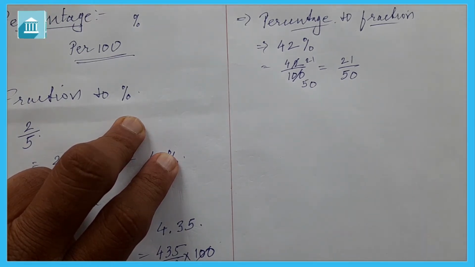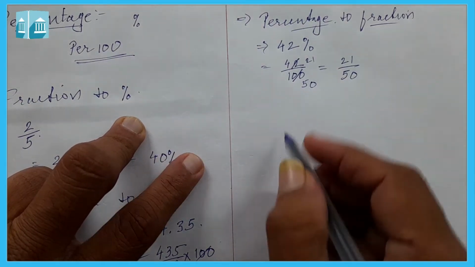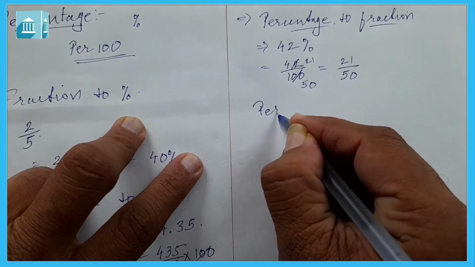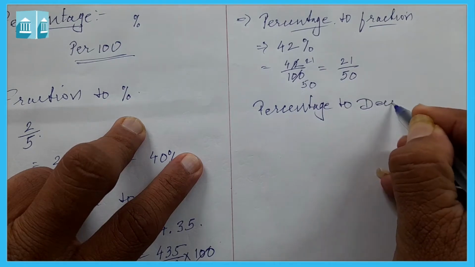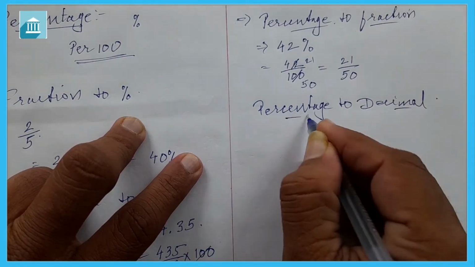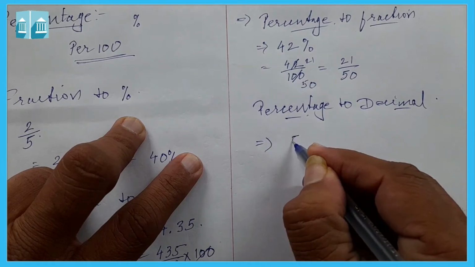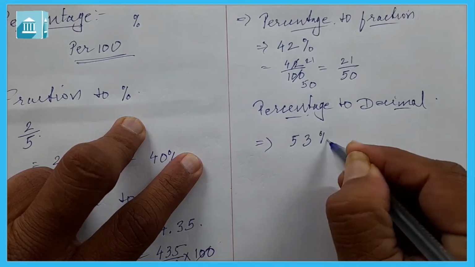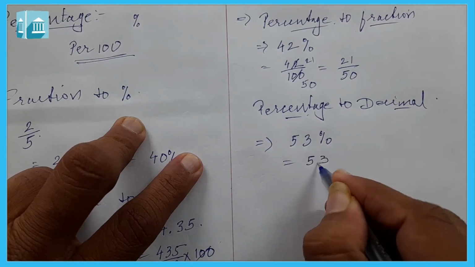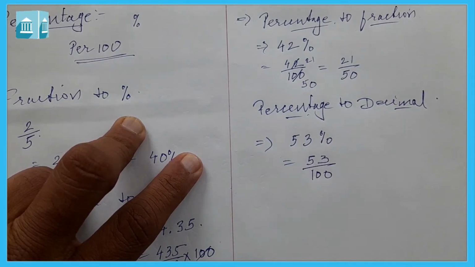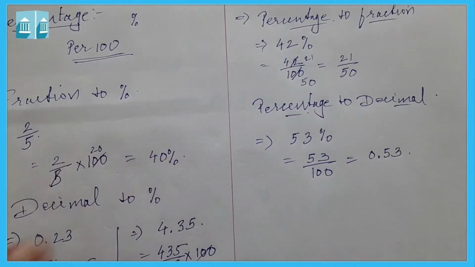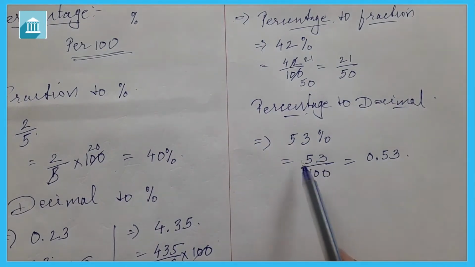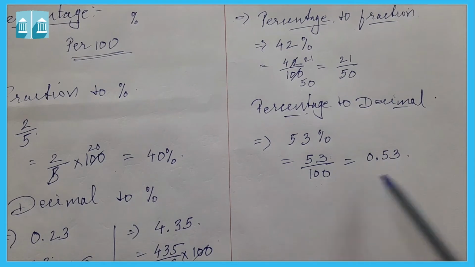In the same way, let us convert percentage to decimal. For example, 53%. This 53% can be written as 53 upon 100, which is written as 0.53. So when we convert percentage to decimal, first we convert it into a fraction, and then from the fraction we convert it into decimals.